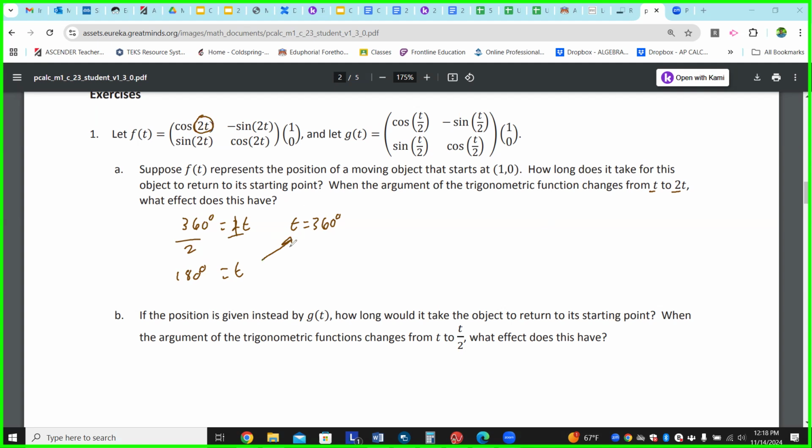So what is the comparison from 180 to 360? It's half a circle. So it takes half the time when the argument is twice whatever t is. Let's look at it alternatively with t to t halves. What effect do you think is going to happen this time? Very good. If we halved the time by doubling the inside, and now we're going to halve the inside, it should make sense that it's going to double it.